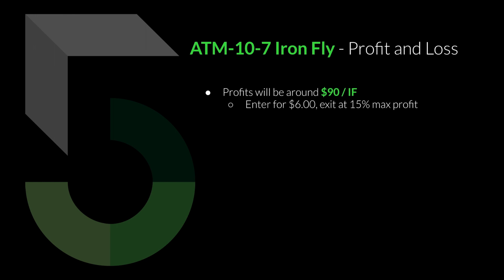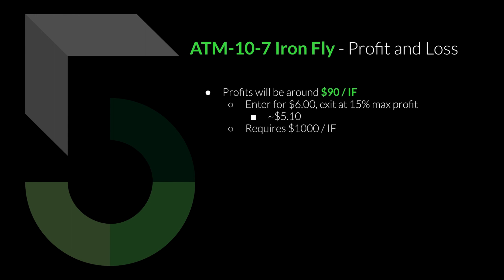And then I want to exit at around 15% of the credit that I received, or 15% of the max profit, which would be about $90 per iron fly. So I'd exit at $5.10, again, keeping that $90 in credit.